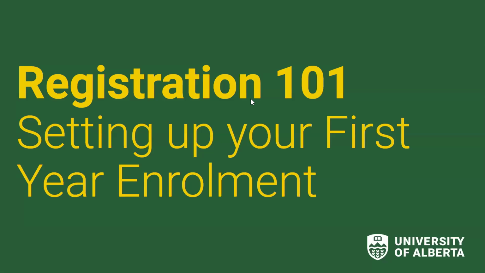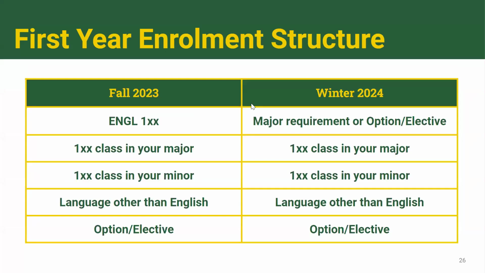Okay, so we have discussed a lot of the basics here. So now we're going to look into setting up your first year of enrollment. Here I have a very typical structure for a first year student in the Faculty of Arts. Again, there's a lot of flexibility and a lot of variability in terms of how you set up your first year. So do not copy and paste this. This does not need to apply to you.